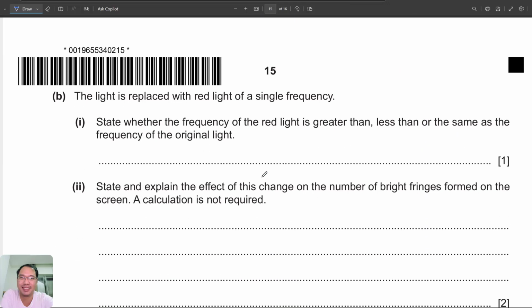Moving on, question 2. The light is replaced with red light of single frequency. State whether the frequency of the red light is greater than, less than, or the same as the frequency of the original light.